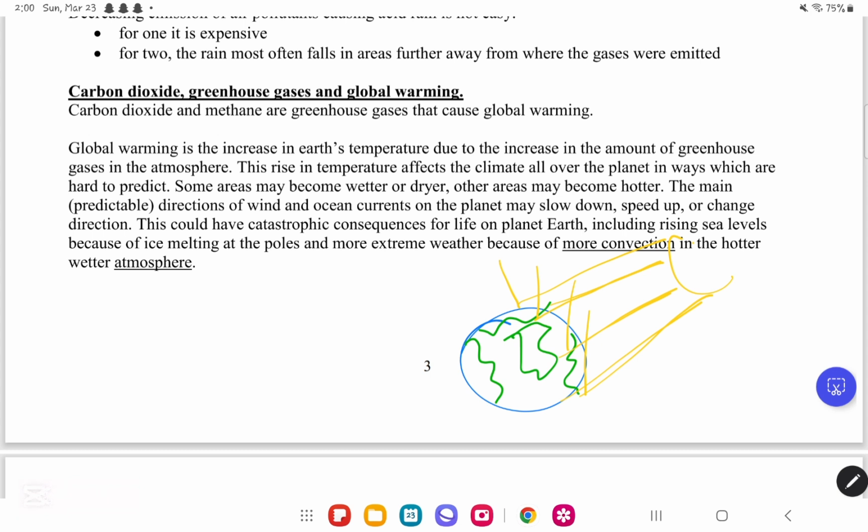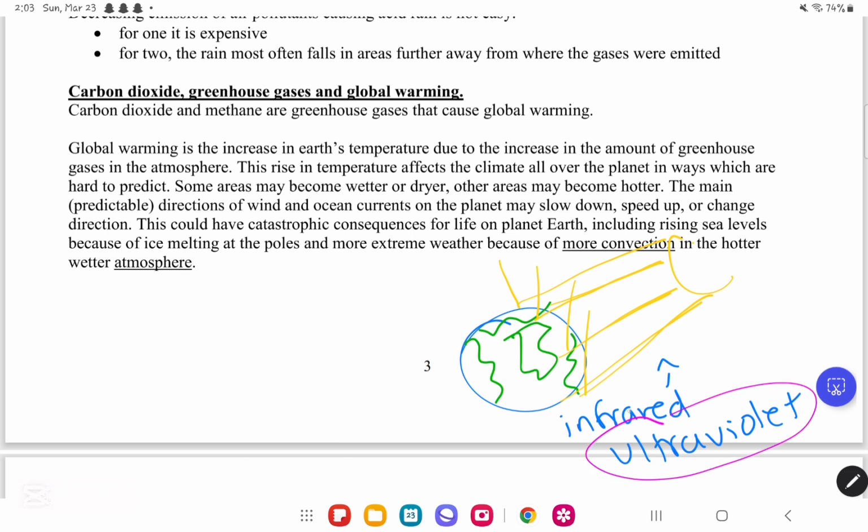Why? Because if it stays on the Earth, then gradually the Earth's temperature will increase, and this could cause drastic changes. Alright, and the two light rays we want to focus on are infrared and ultraviolet. Now, usually the ultraviolet rays bounce off the Earth very quickly. They will hit the Earth and bounce back up.